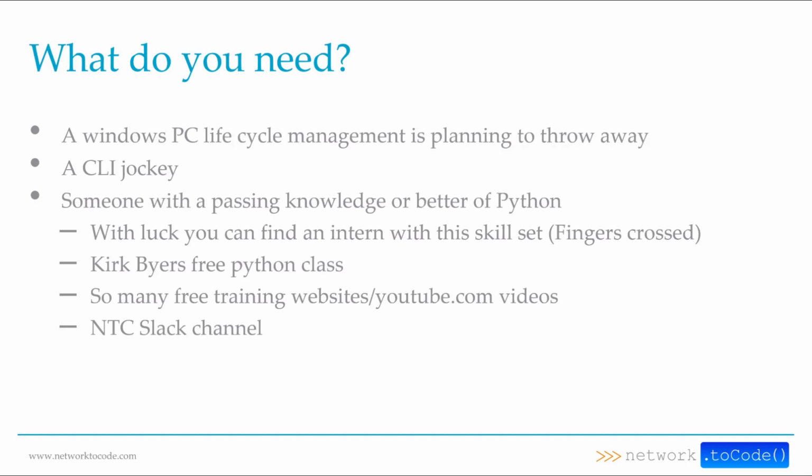What do you need then? Well, we're going to assume that you can get a Windows PC that your desktop management team is planning on throwing away. You need someone with good CLI skills with the routers and switches, and you need someone with a passing knowledge or better of Python. With luck, you can find an intern or maybe someone who's trying to escape help desk with this skill set. If you want to do it, more power to you.